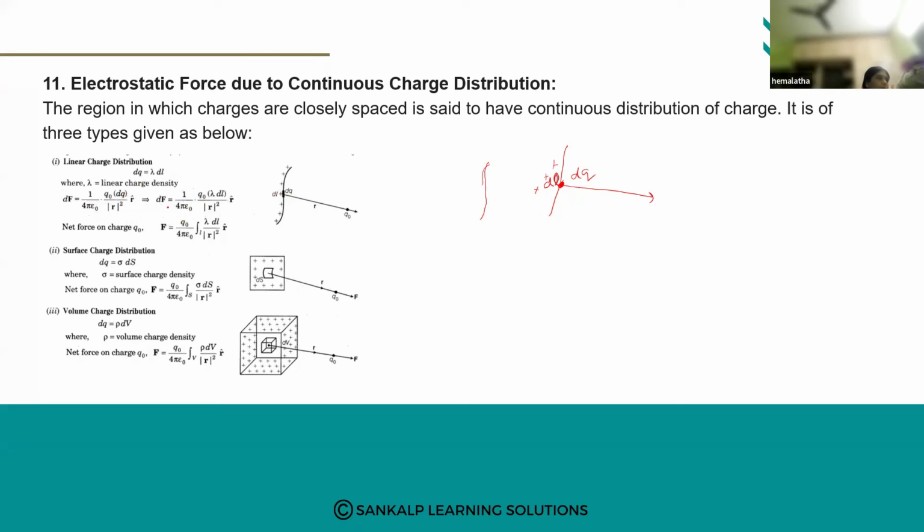Lambda into dl. This is the net force of the charges like this. That is F is equal to Q naught divided by 4 pi epsilon into lambda into dl divided by r square. So we have taken a small length here. If you want it for the whole length, you have to integrate between the limits. Okay, so like this it is. So integrate between the limits.